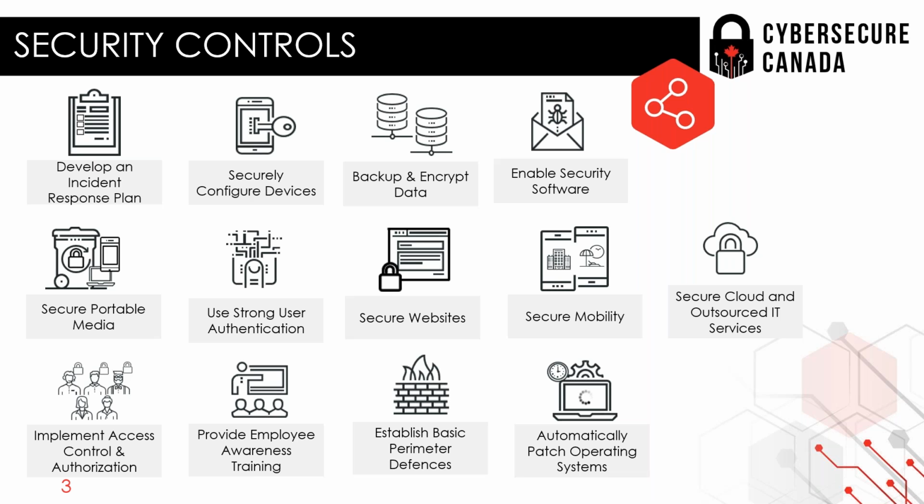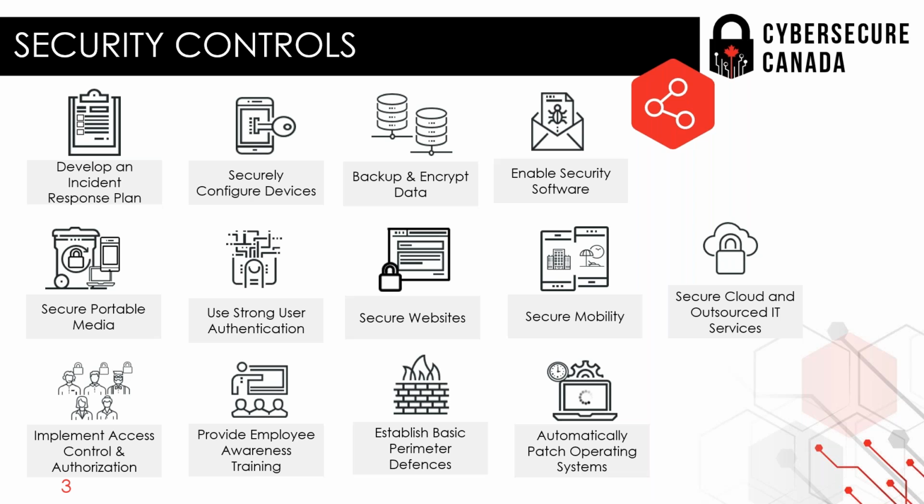Cybersecure Canada was designed by Canadians to protect Canadian organizations. It is based on 13 security control areas developed by the Canadian Centre for Cybersecurity, and they are, as shown on the screen here: develop an incident response plan, secure portable media, implement access control and authorization, provide employee awareness training, use strong user authentication, securely configure devices, backup and encrypt data, secure websites, establish basic perimeter defenses, automatically patch operating systems, secure mobility, secure cloud and outsourced IT services, and of course, our topic today, enable security software.